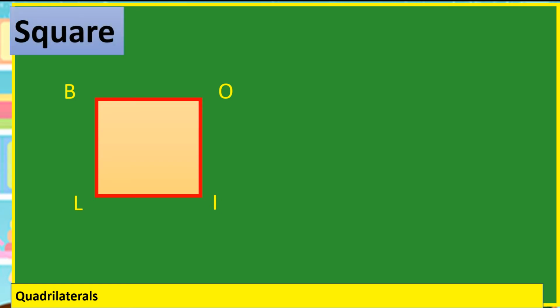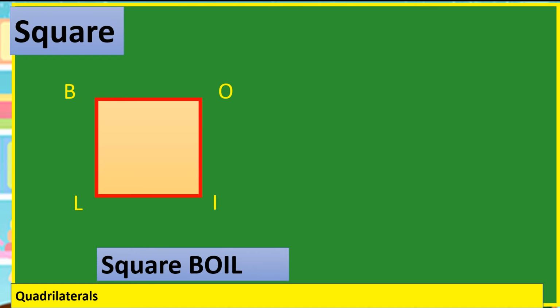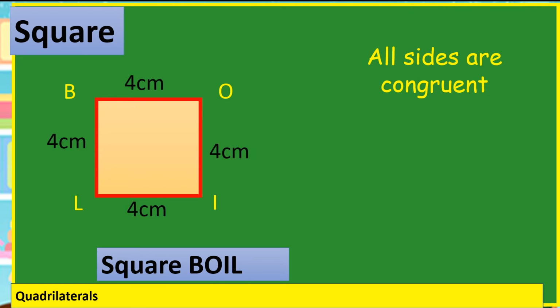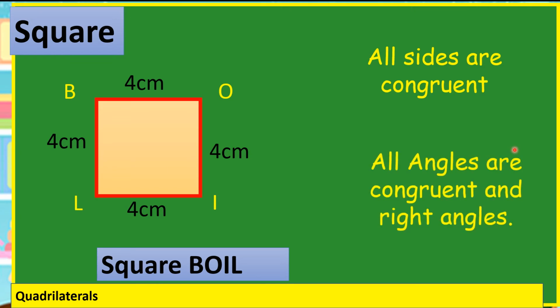Then we have the square. Square, B-O-I-L, or boil. So all sides are congruent. So if BO is 4, all of the sides is equal to 4. That is a square. And all angles are congruent and right angles. So if they are right angles, the measure of each angle is equal to 90 degrees.